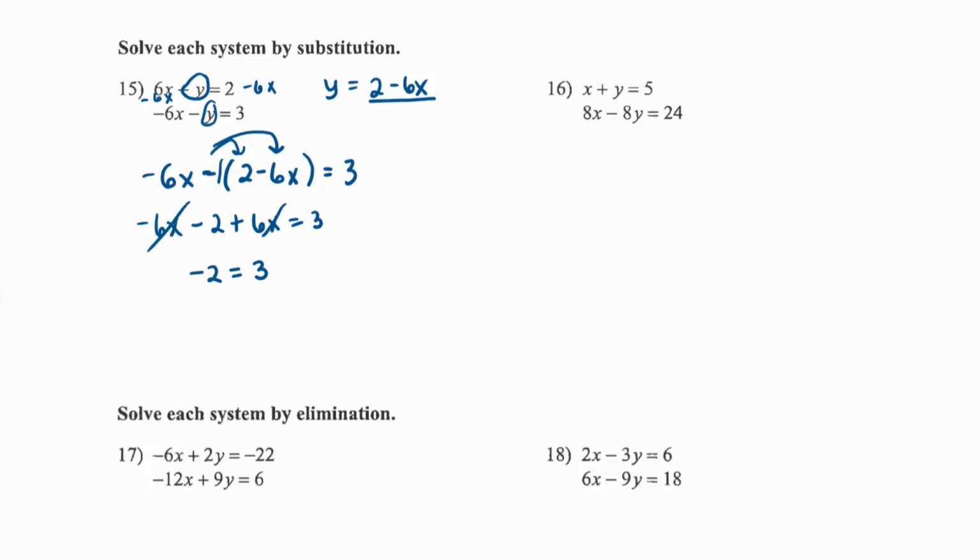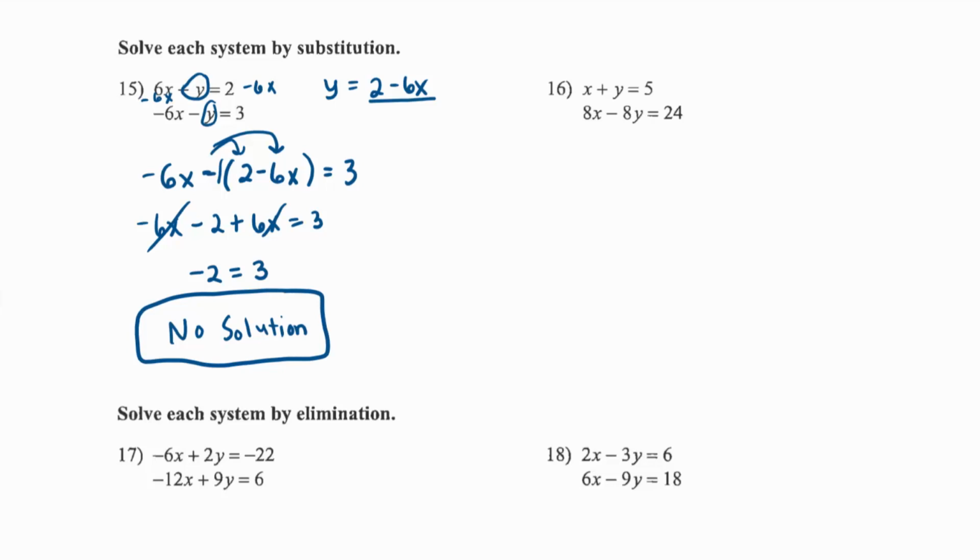This is a special system. It is not a system that gives us a normal answer, which, by the way, normal answers for this are an x and a y, which makes a point. But this is saying, hey, -2 equals 3, which is not true. -2 does not equal 3, so our answer here is no solution. That is one of the two special cases you can have.